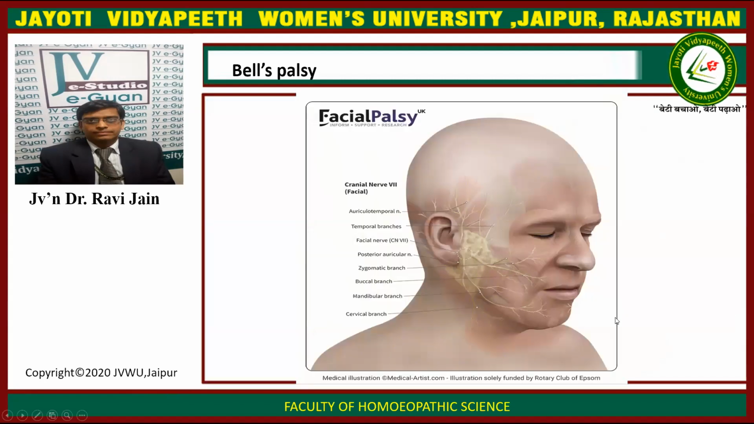So facial palsy occurs due to injury to the cranial nerve, the facial nerve. These are the different branches of the facial nerve. We have the auriculotemporal nerve, the temporal branches, the posterior auricular branch, the zygomatic branch, the buccal branch, and the mandibular or submandibular branch. There are multiple different branches of the cranial nerve 7, the facial nerve, and the area supplied by this particular nerve.